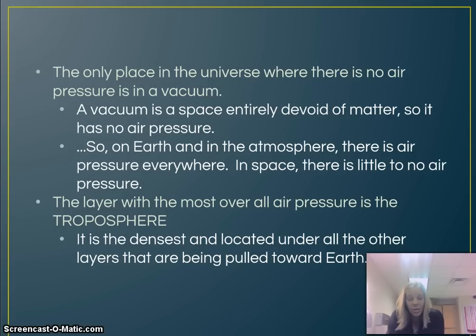So that means that on Earth and in the atmosphere, there is at least a little bit of pressure everywhere, because there are air molecules, including liquids, solids, and gases in the air. The layer that has the most overall pressure would be the troposphere, the one on the bottom closest to Earth's surface. And this is because it is the densest and is located under all those other particles. And so they are being pulled down to Earth, and all the particles around it are pressing on each other.